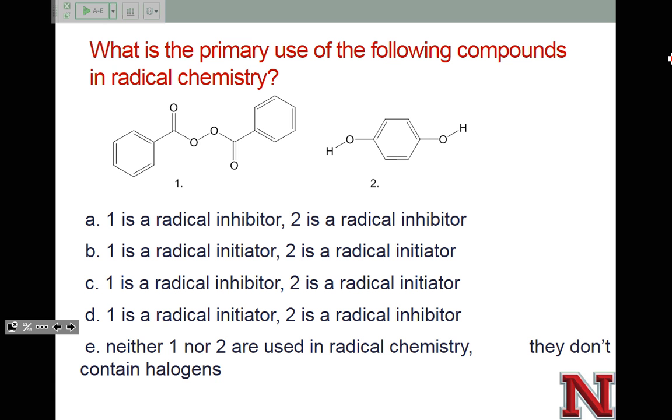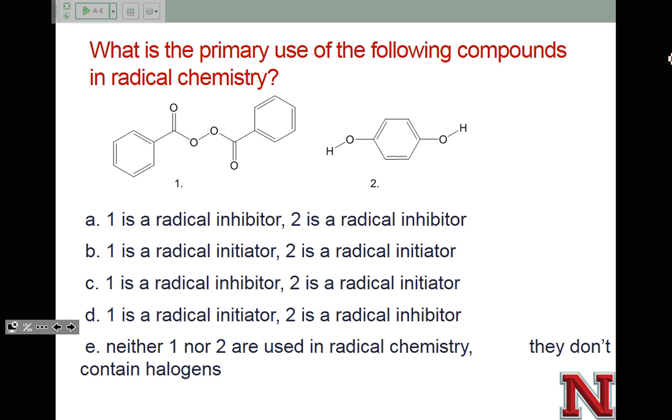So when we're looking at this one, number one has a very labile oxygen-oxygen bond. And oftentimes, for radical initiators, you'll see a bond between two of the same atoms that can easily be broken. For example, chlorine-chlorine, bromine-bromine, and then here, oxygen-oxygen. So you see that a lot with our radical initiators. And then, of course, it's an initiator because those radicals are going to be stabilized. So that brings down our bond dissociation energy.